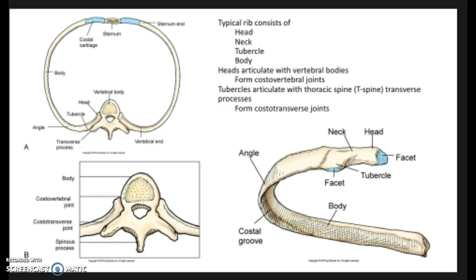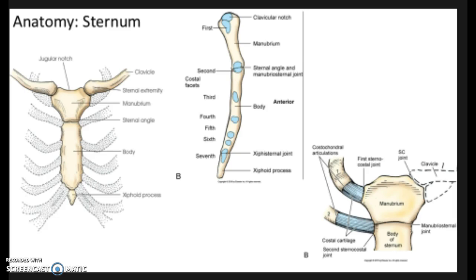Okay, so here you have a little bit more detailed anatomy of how things connect to the thoracic vertebrae and the different parts of the rib bone itself. I'm not going to read it to you. You guys can manage that on your own. And here is your sternum anatomy. So you can see on here where the clavicle attaches to the manubrium and where the first rib connects.